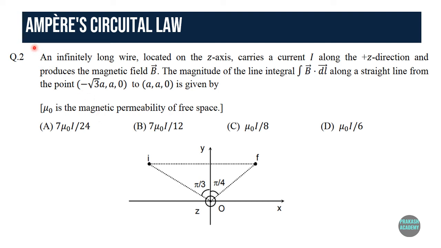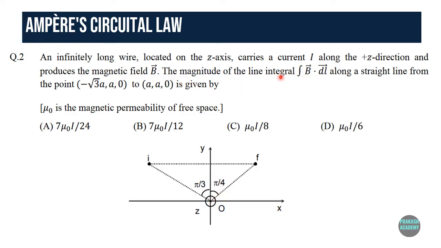This problem is related to the concept of Ampere's circuit law. The problem says an infinitely long wire located on the z axis carries a current I along the positive z direction and produces the magnetic field B. So, this is my x direction and this is my y axis, and the z axis is coming out of this screen. So, the z axis is denoted by a dot. So, we have the wire that carries current I along the z direction. So, this means the wire is somewhere here.